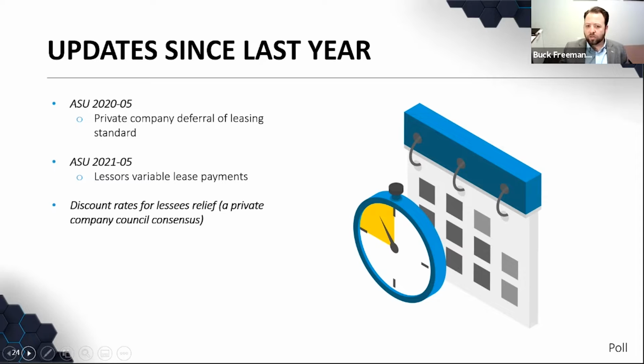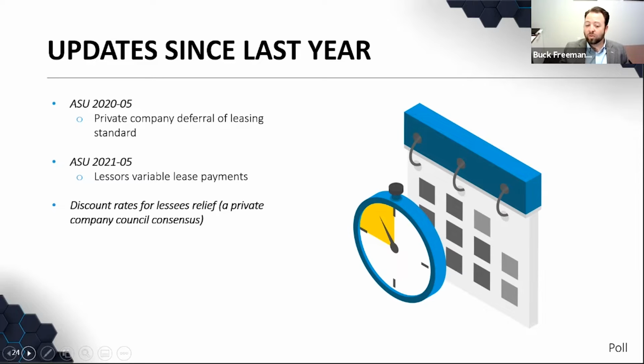A current project or exposure draft that's underway is discount rates for lessees. There's some relief that's coming for private companies. This is the result of the Private Company Council consensus. Currently under 842, private companies have the option to utilize a risk-free rate, which would be like a treasury, a T-bill, or something like that.